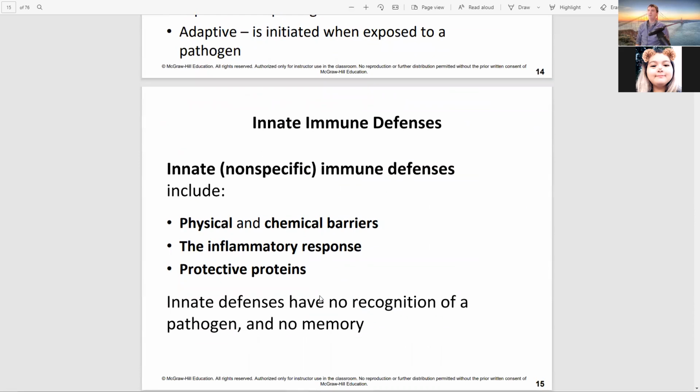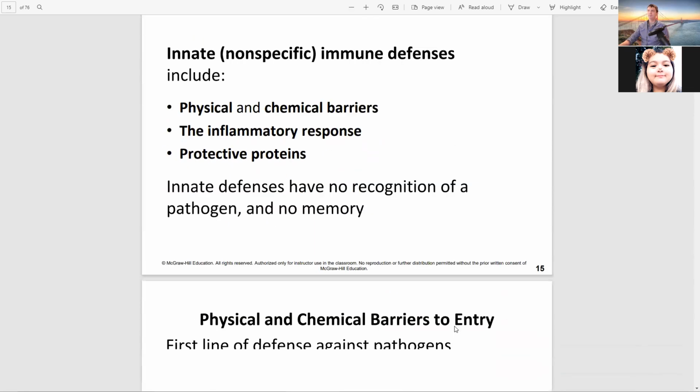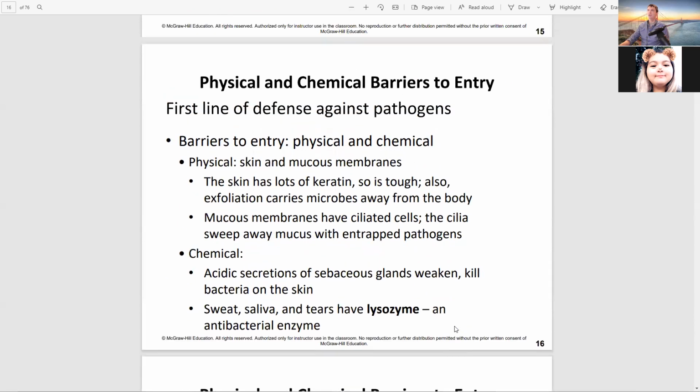So innate or non-specific immune defenses include physical and chemical barriers like your skin, the inflammatory response, and protective proteins. And the innate defense has no recognition of a pathogen or no memory. So first line of defense against pathogens. So barriers to entry, you have physical and chemical.